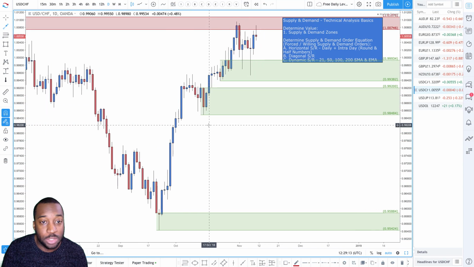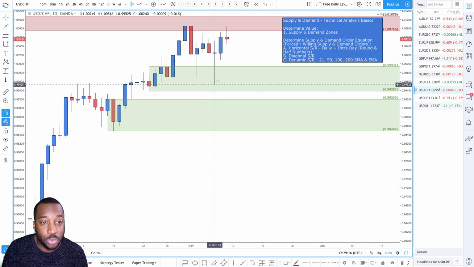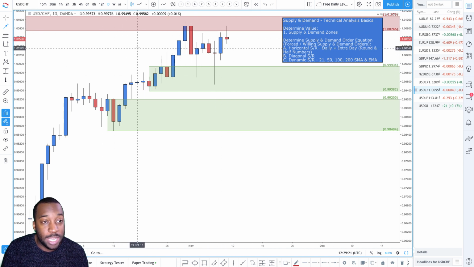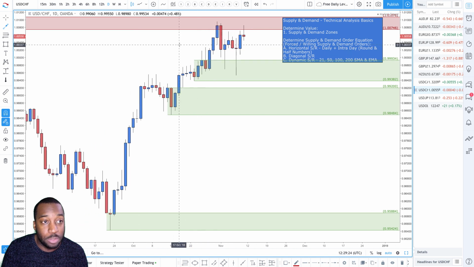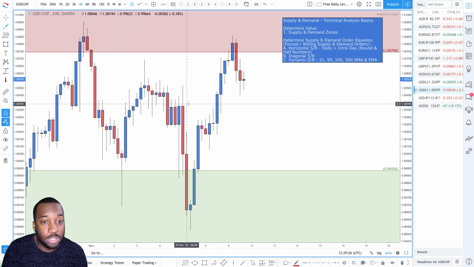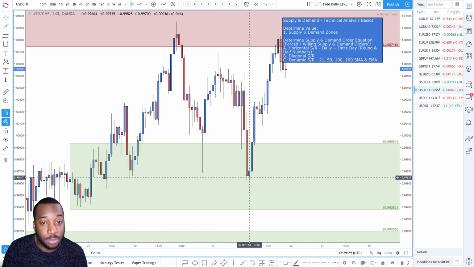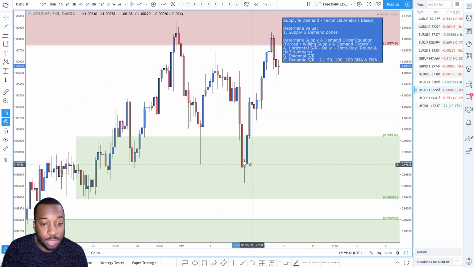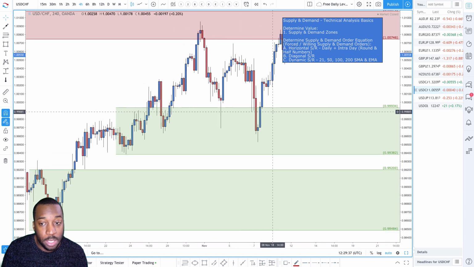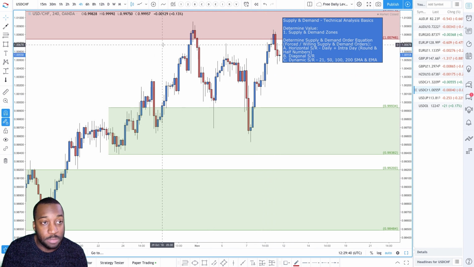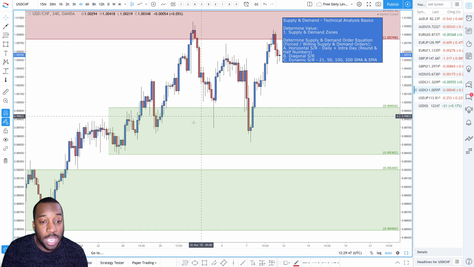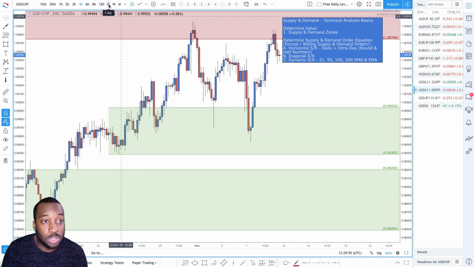Dollar Swiss came down this week into this area of demand, right? And even though we use the daily areas of demand and supply, what you want to do is look for an entry on a lower time frame. So last week, if this pin bar here was your entry, brilliant, you got in within this demand zone, and prices have obviously made their way higher. And again, just add the supply and demand order flow equation to areas of supply and demand.